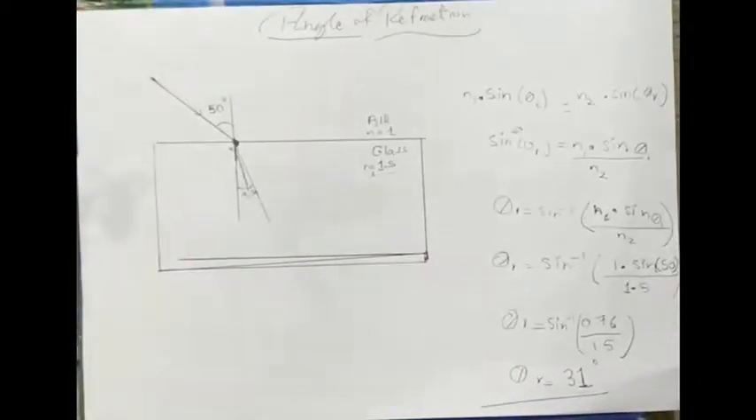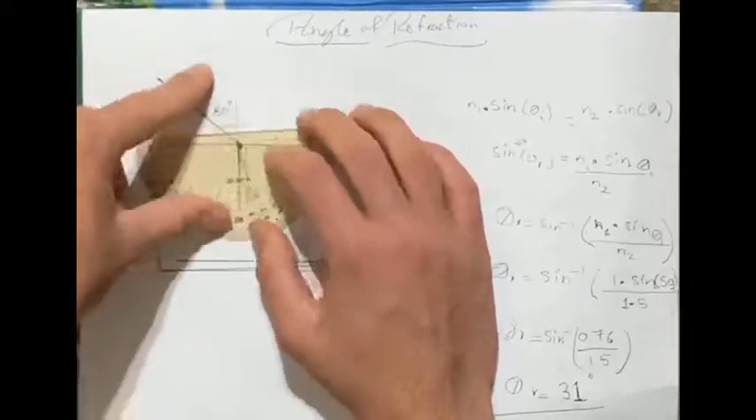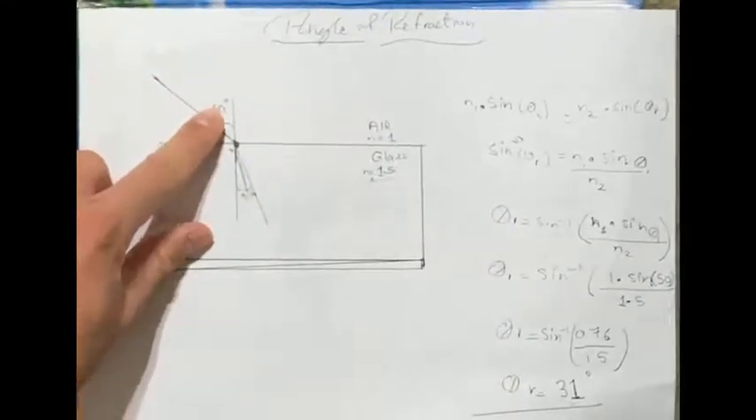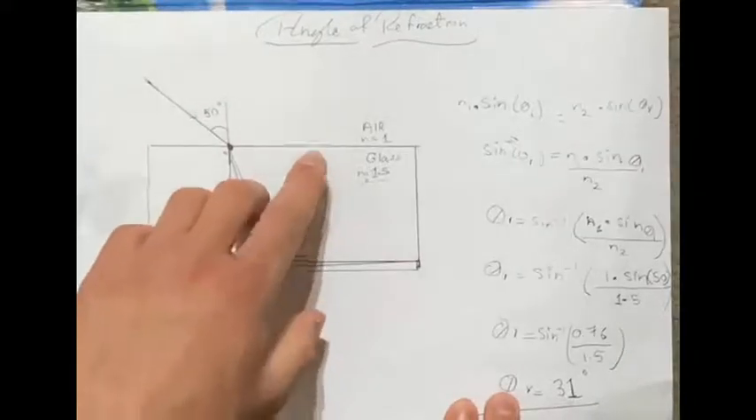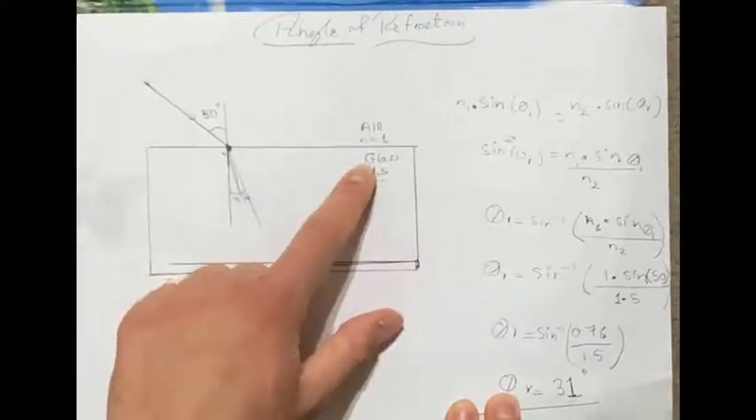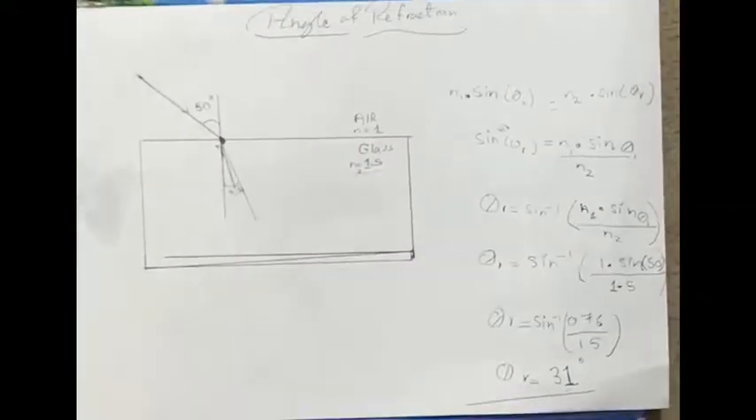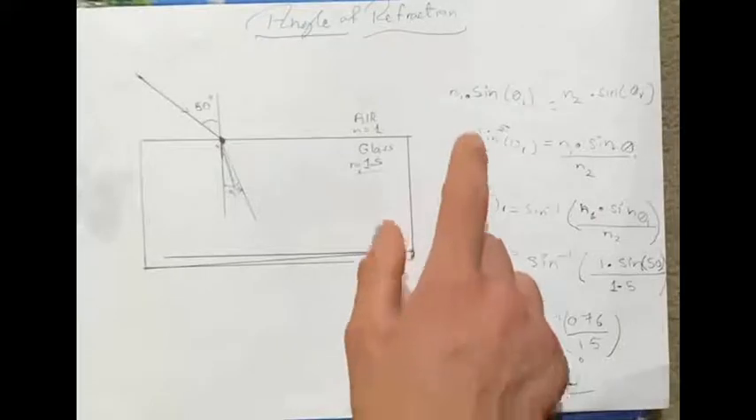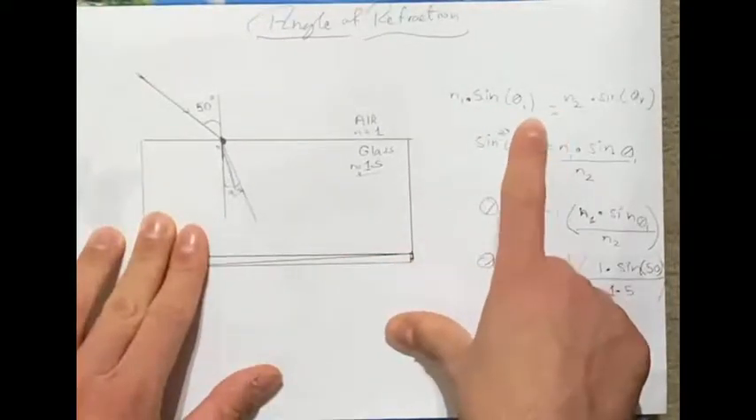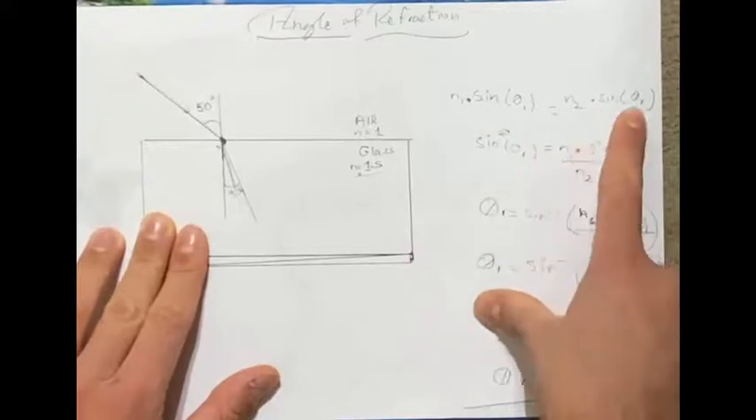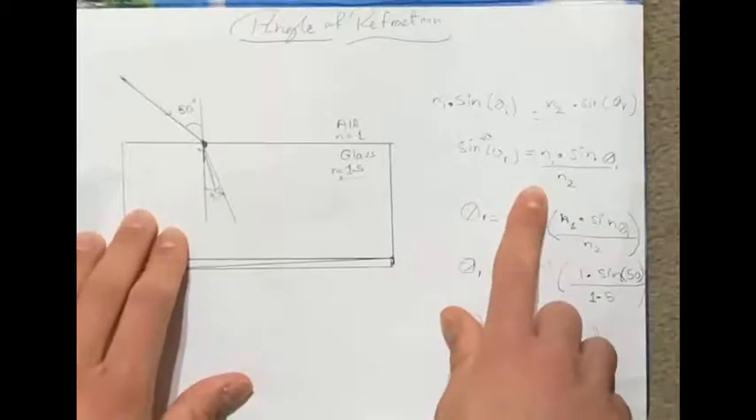First of all, we use a protractor to find the angle, and we got 50 degrees here. And in order to calculate and use Snell's law, I got the index of refraction of air and also the glass. So air is 1 and glass is 1.5. Second thing we did is we use Snell's law, which is sine of the angle of incidence equals sine of the angle of refraction.